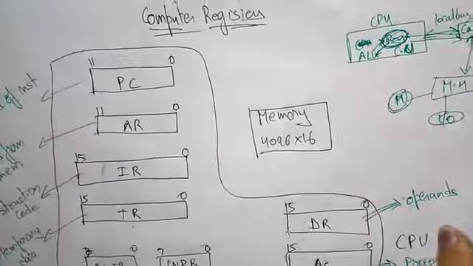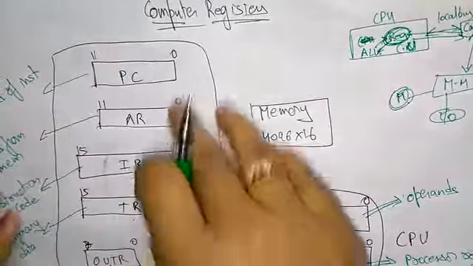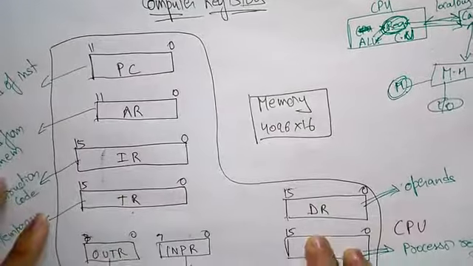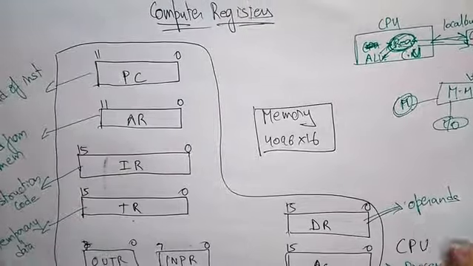So these are the different registers used in the central processing unit. Each performs its own operation to carry out the calculations. So this is about the computer registers.